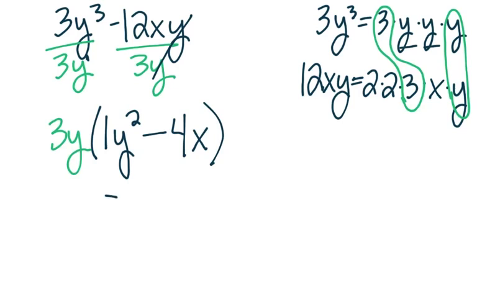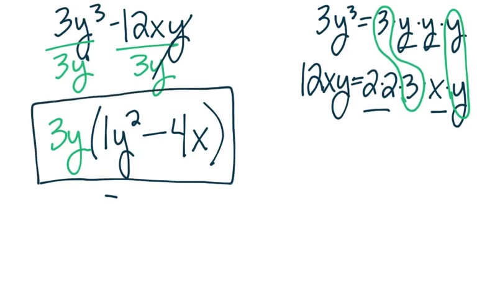And then we had 2 times 2 is 4. And then our x left over. So we did do that correctly. And again, you do not have to write your 1 there, but you can if you want to in front of your y squared. And then our third example, we have 5kj squared plus 10k squared.